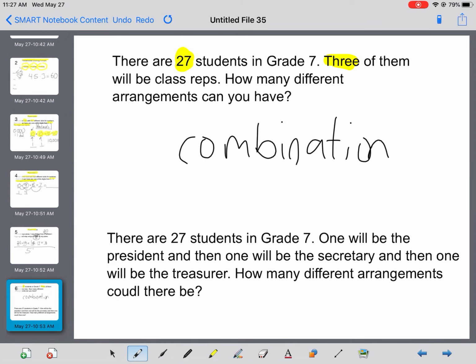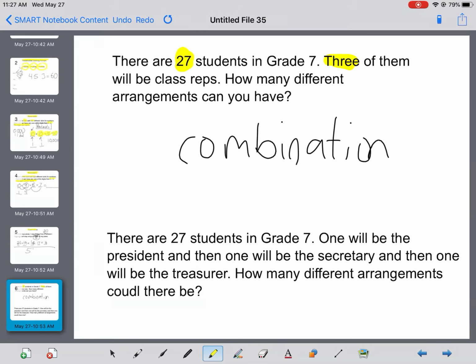If I pick, let's say, Nolan, Hannah, and Nathan to be the reps for grade 7, it's the same as me picking Nathan, Nolan, and Hannah. It doesn't change. So I'm finding a combination, not a permutation.